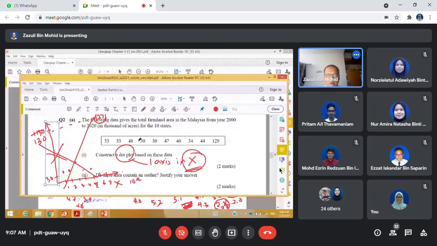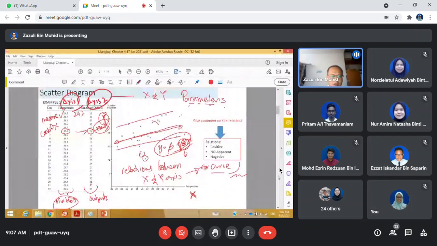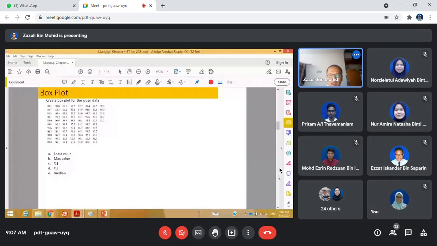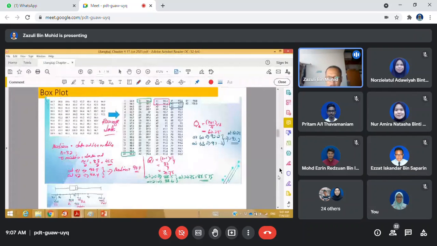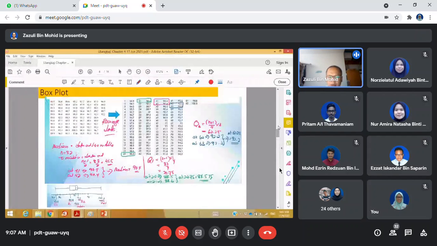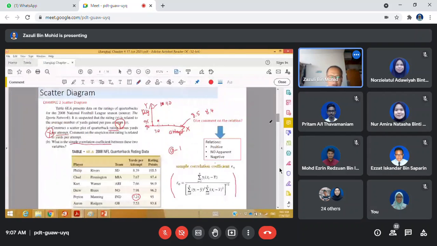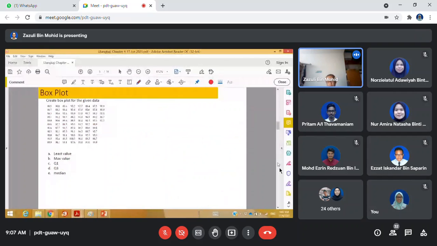But if the question asks you to draw the box plot, then you have to calculate something so that you can say whether it is an outlier or not. Okay, so for the box plot, I give you one example in this slide here.